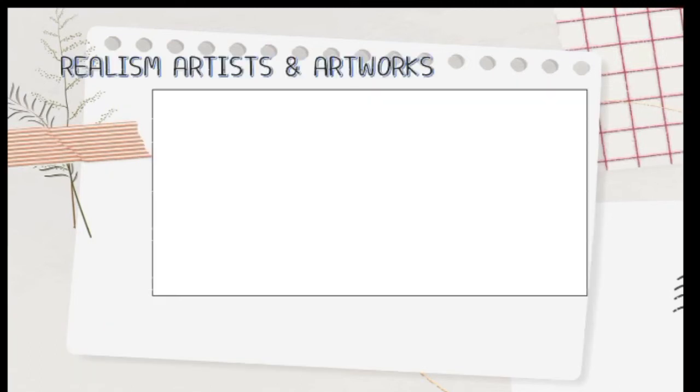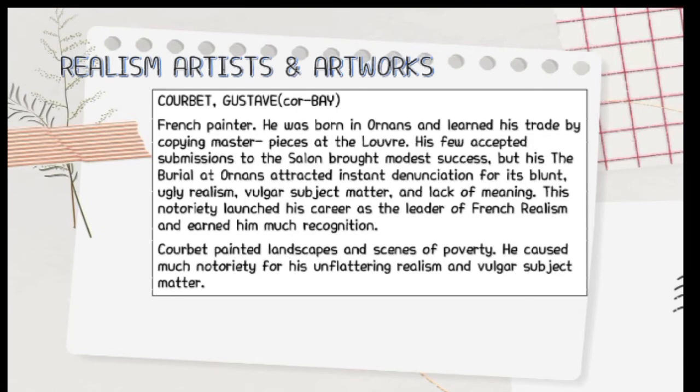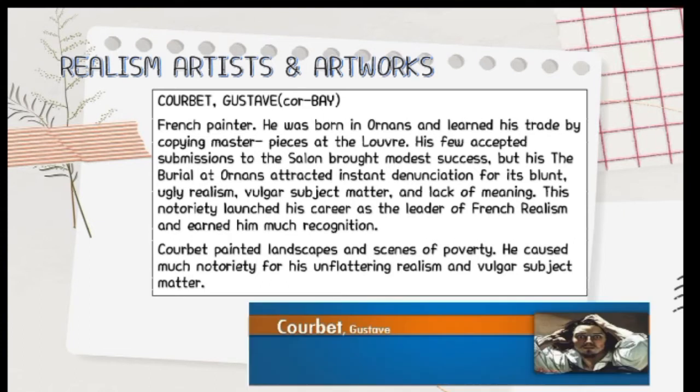So, let's start the Realism artists and artworks. First in the line is Gustave Courbet. He was a French painter. He was born in Ornans and learned his trade by copying masterpieces at the Louvre.